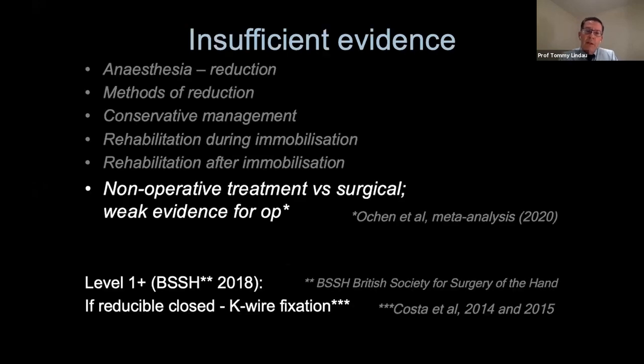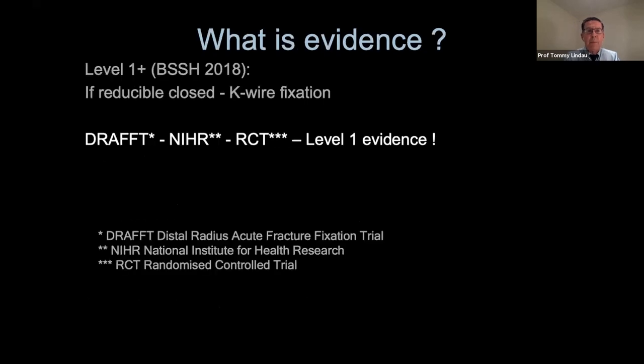So when we look at this group as well, the non-osteoporotic patients, BSSH has guided us and said that if these fractures can be reduced closed, there's a role for K-wire fixation, which I think a lot of people initially, and when this study started more than roughly 10 years ago, it was raised as a big question mark if K-wire fixation was sufficient. So let's look at that study.